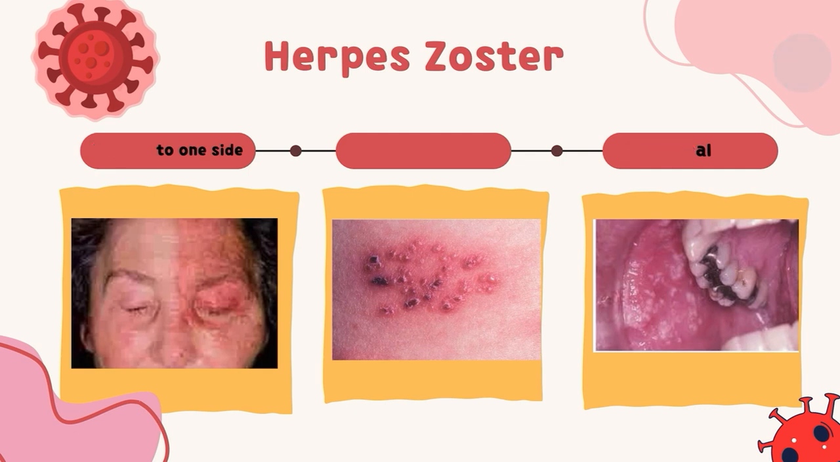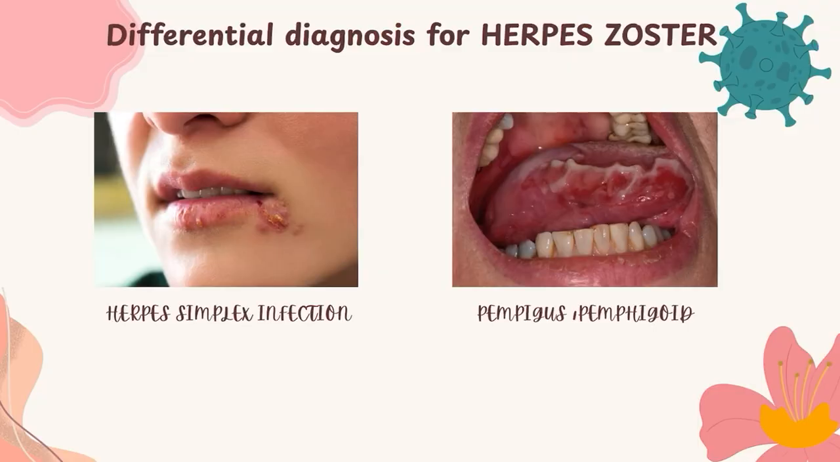Differential diagnoses of herpes zoster are herpes simplex virus infection and pemphigus or pemphigoid. Differentiating features: herpes simplex viral infection appears in a similar fashion and if mild and localized to one side may be mistaken for herpes zoster infection. Culture is used to differentiate the two. Other blistering or ulcerative conditions such as pemphigus or pemphigoid are chronic and do not present unilaterally.